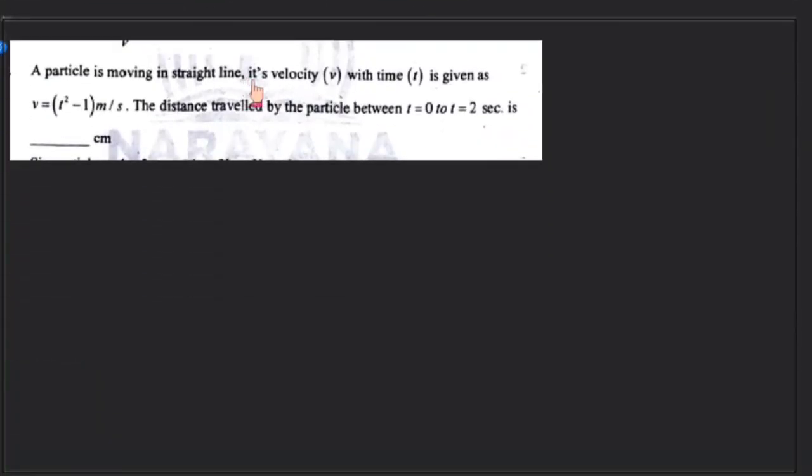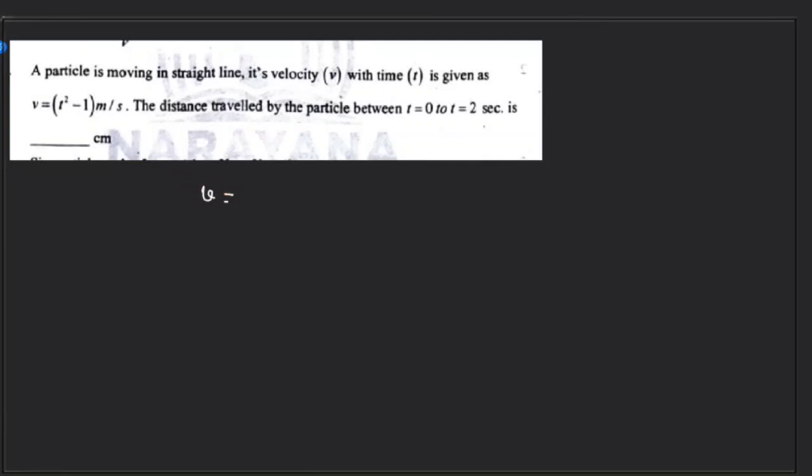A particle moving in a straight line, its velocity v with the time t is given as v is equal to t square minus 1 meter per second. The distance travelled by the particle between t is equal to 0 to t is equal to 2 seconds is, that is what you have to calculate. You need to calculate the distance, it is not the displacement, guys. You need to calculate the distance, only positive, not the negative.